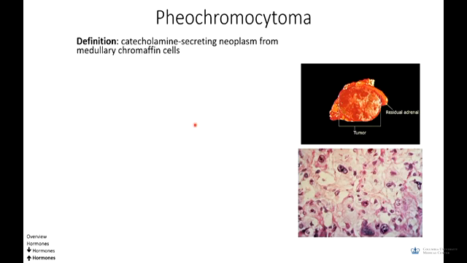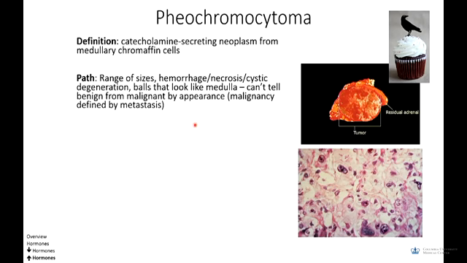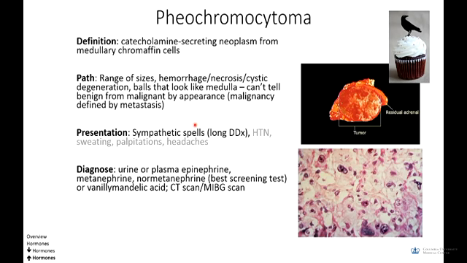Pheos. So pheos, these are catecholamine-secreting neoplasms. They come from the chromaffin cells. The biggest thing to know about the pathology is that you can't actually tell if they are malignant just by looking at them. Malignancy is based off of metastases. These people will present with hypertension, sweating, palpitations, headaches, and these spells of getting all of these crazy sympathetic things, like flushing, and it's really impressive when you see it. You just have all of these excesses of catecholamines being secreted in these spells.